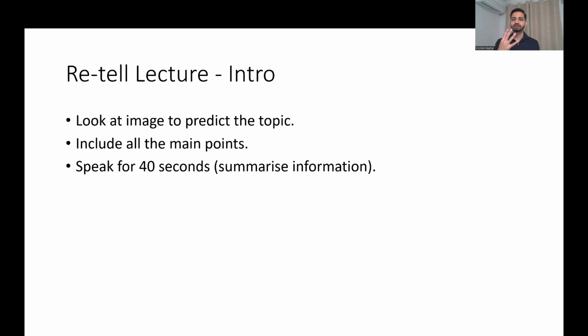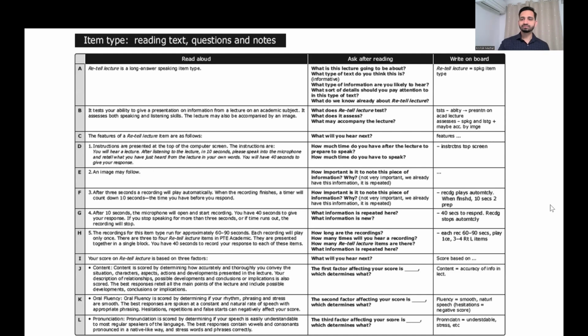So you have to remember, you are summarizing the Retell lecture. So you want to include all the main points, and there are some irrelevant points you can ignore. I mean, not irrelevant, but you should know what are the main points, and that's what we're going to learn here in this lesson. You should speak for 40 seconds, so you're summarizing the information. That's why we said you should include the main points, and you would learn how to spot them in this lesson.